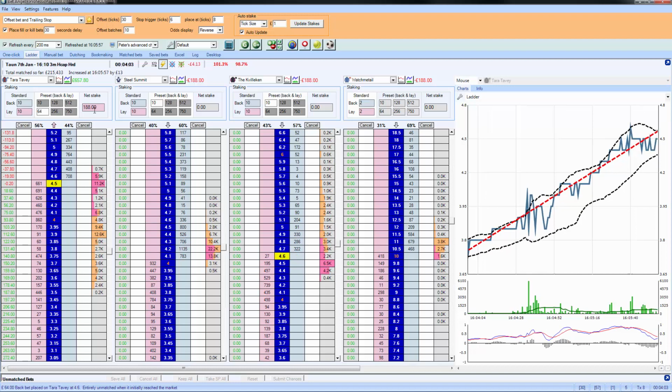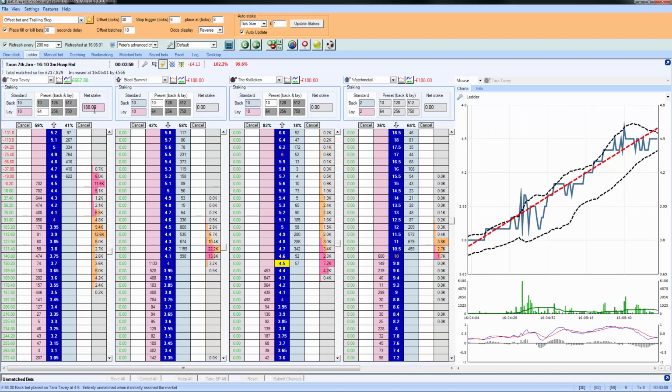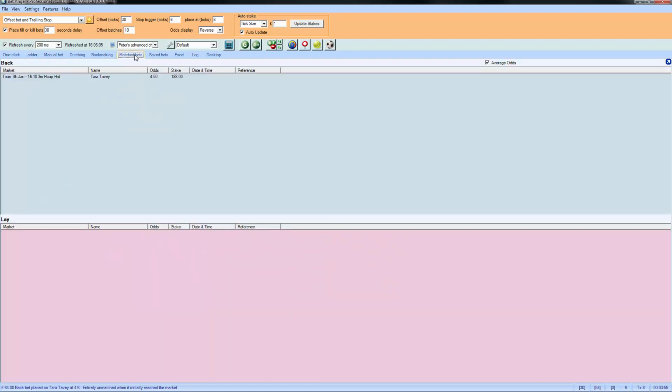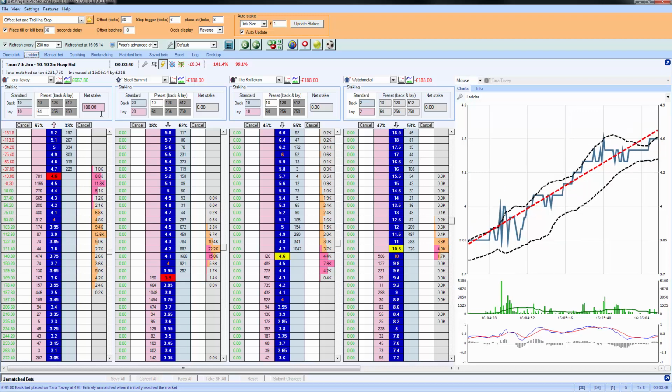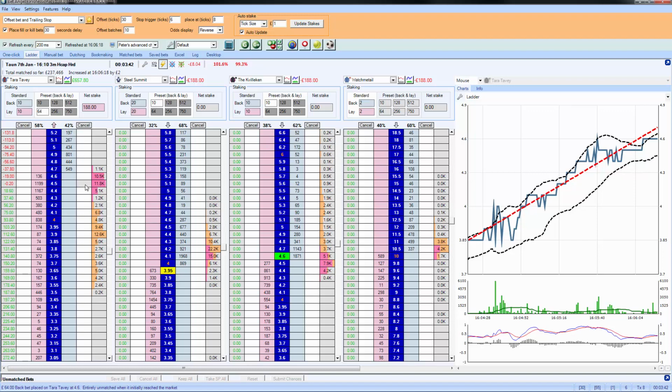So what is this actually telling us? Well, this is basically saying to you that if you've traded in the market, this is what you've put through the market on one side. So if we go up here, you can see we've put 188 through on Tara Tavy. And that is what you're seeing on the net stake. It's saying, hey, you've put £188 on here. Did you know you've done that? On this occasion, I didn't. I just clicked randomly all over the place.